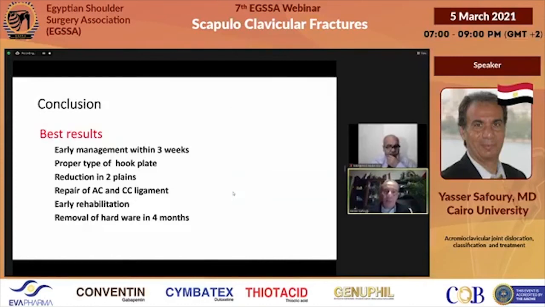So in conclusion, best results are achieved if there is early management in about 3 weeks, if there is proper choice of the hook plate, if there is reduction in the two planes, you should repair the AC and the CC ligament, early rehabilitation, and removal of the hardware in 4 months.